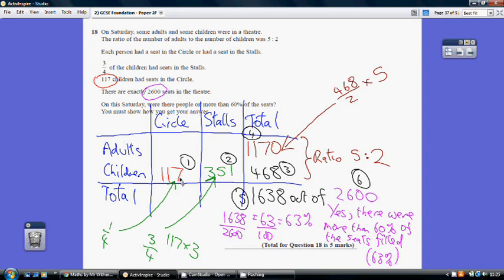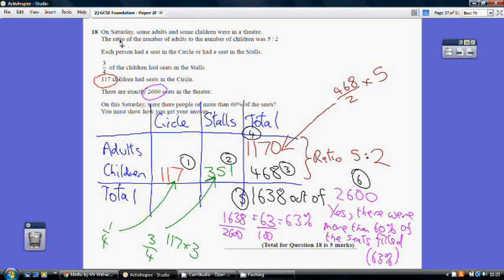Well, 117 children are in the circle, so that must be 1/4 of the children. So the number in the stalls, which is 3/4, has to be 3 times the same amount. So that's going to be 3 lots of 117, which is 351. So how many children have we got in total? 117 add 351, which is 468. So we know we've got 468 children.